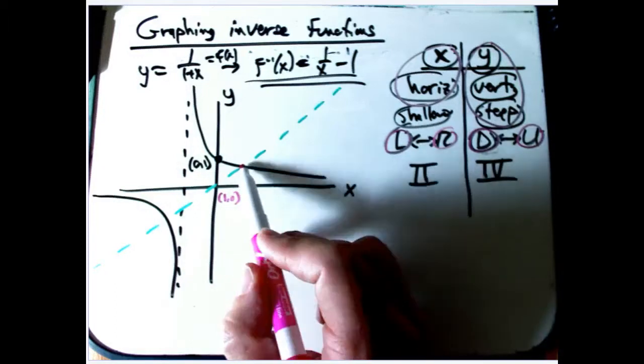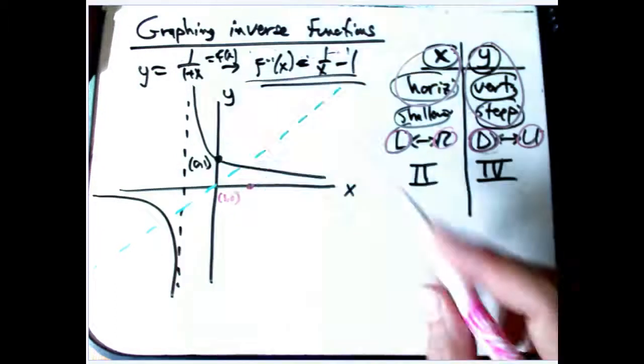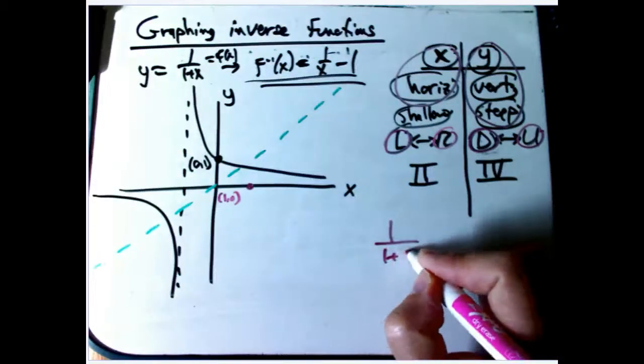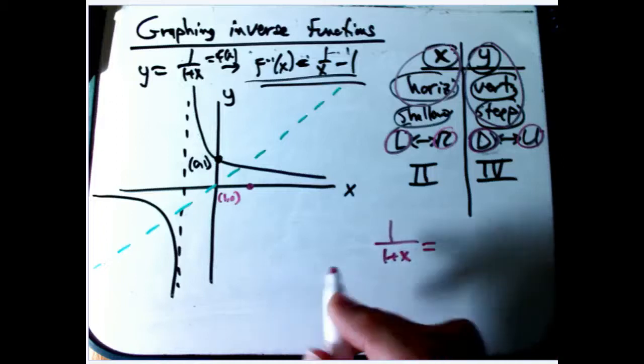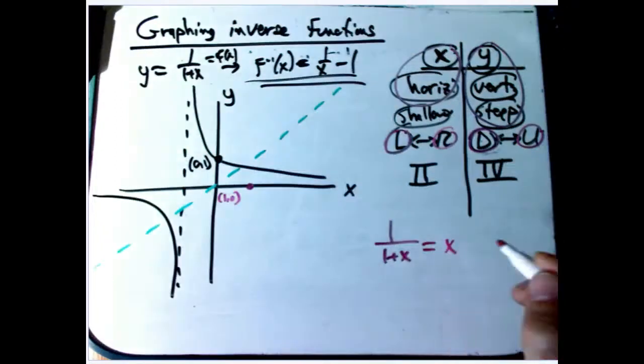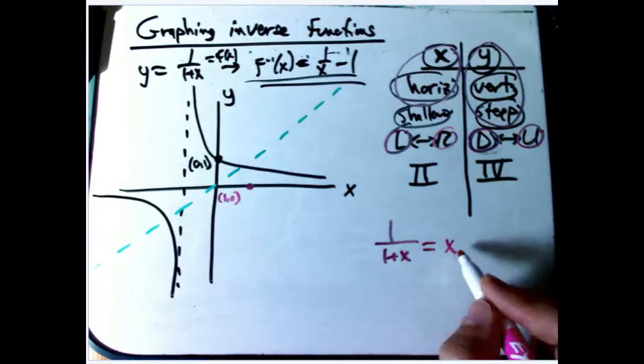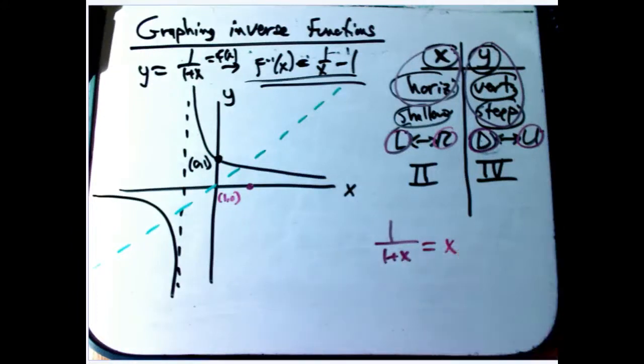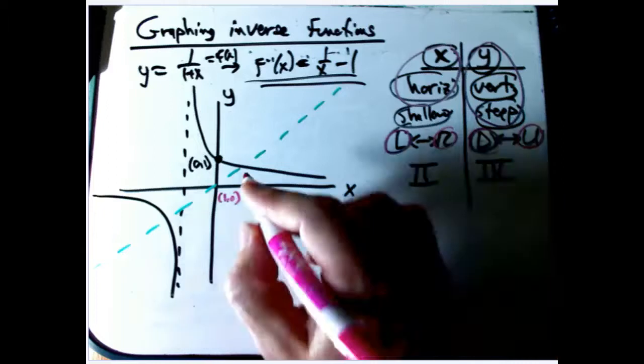Oh, and you know what? I really should figure out where this crossing is. That's worthwhile. Let's just do that real quick. I forgot to do that. 1 over 1 plus x, we want to know where the y value is actually equal to x. So let's just do a little bit of algebra. Actually, you know what? That's not a good idea. Let's leave that to, let that be a mystery.